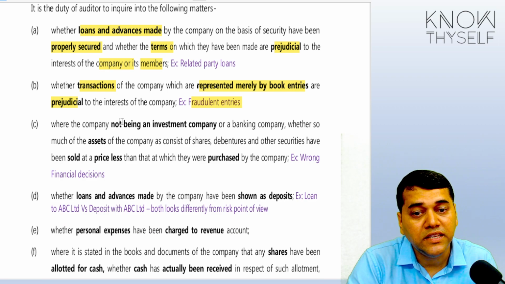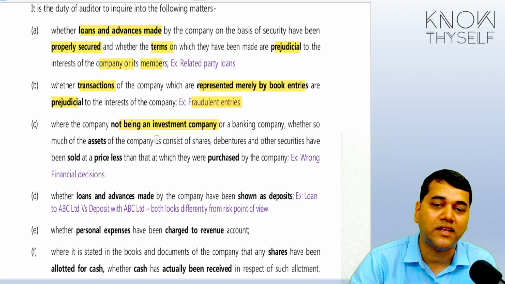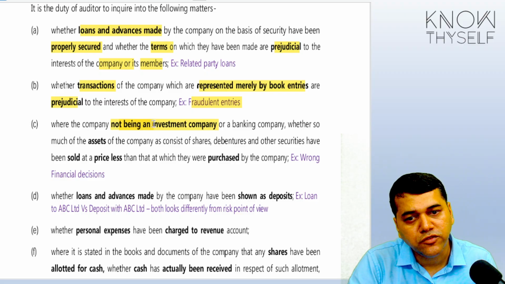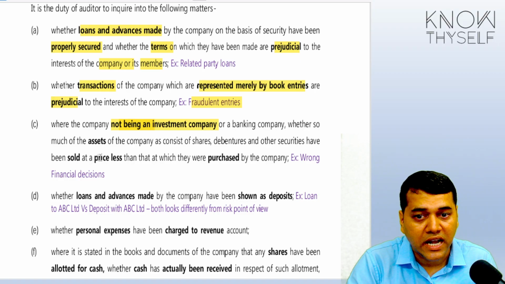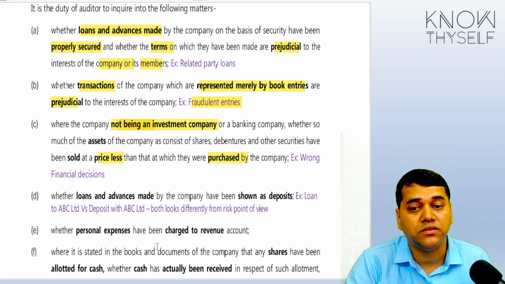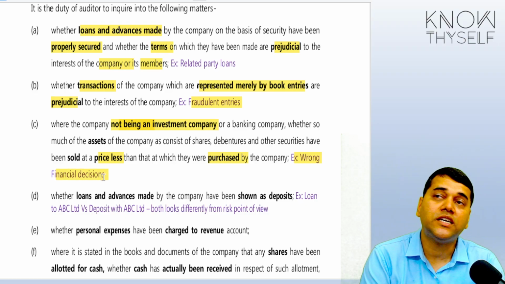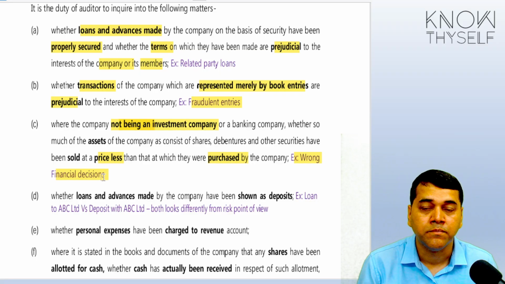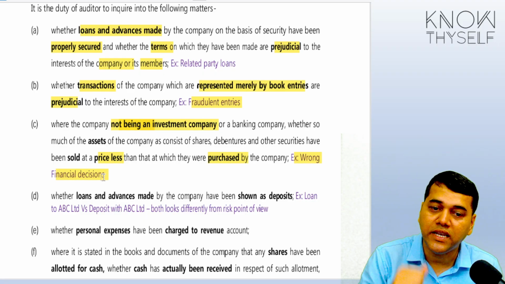Now, where the company is not an investment company. See, if you are an investment company, your business is to buy and sell securities, like shares, debentures, etc. But if you are not an investment company, have you sold any shares or assets in the form of financial assets at a price less than its purchase price? That means you have made some wrong financial decisions. It is fine with an investment company because that is their day-in day-out business. But you are not an investment company. Then why did you buy this investment? Why are you selling at less than the purchase price?